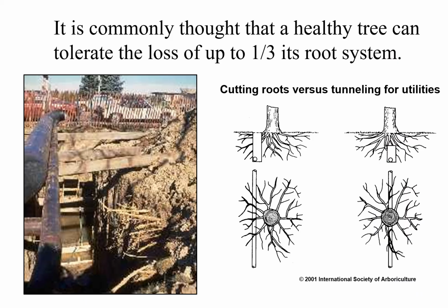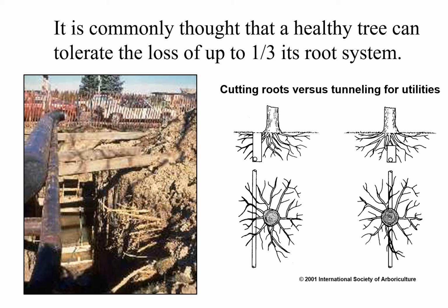It is commonly thought that a healthy tree can tolerate removal of approximately 1/3 of its total root mass. Trenching can severely injure a tree. Instead, auger under the roots. Tunneling may also be used instead of trenching to minimize impact to a tree's critical root zone. Minimum depth should be 24 inches, so below the root plate, to avoid damage to any taproots that may be present.